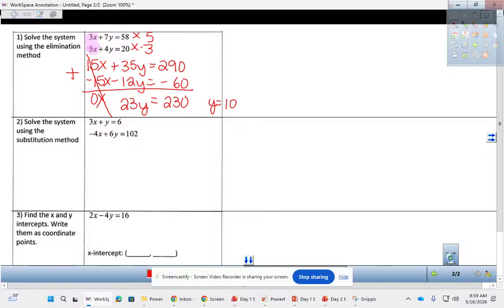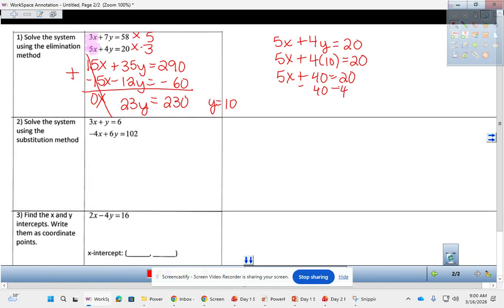So from here, I'm going to pick an equation, top or bottom. For me personally, I'd rather work with the number 20 than that 58. Okay, so I'm going to use this one, but it's totally up to you which one you use. And then I'm going to take this y that's 10, and replace this y with a 10. And then I'm just going to do some algebra skills here to work on getting the x alone. Okay, and if I divide both sides by 5, I get x is negative 4. So the solution to my system is negative 4, 10.